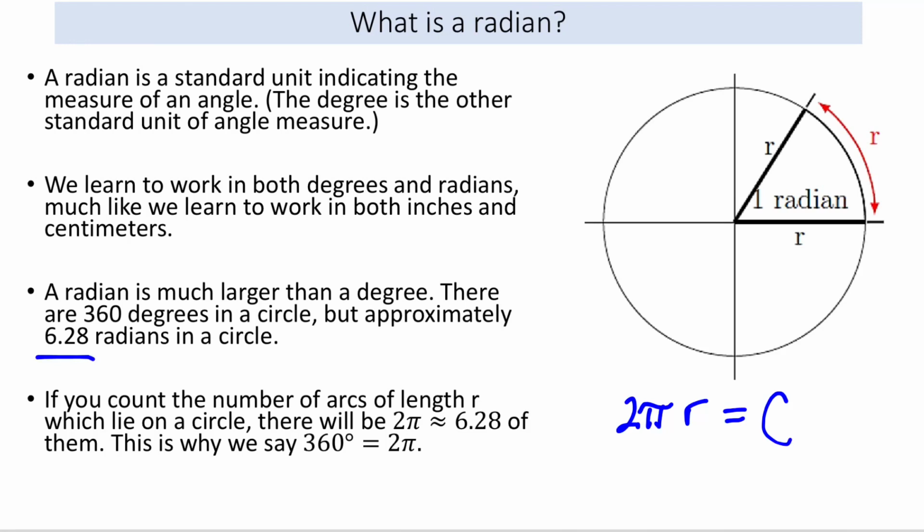All right, so 360 degrees is equivalent to 2 pi radians. All right, and we use that to come up with a conversion factor to convert between degrees and radians, both of our units of measure, similar to how we would convert between inches and centimeters or kilometers and miles, that idea.